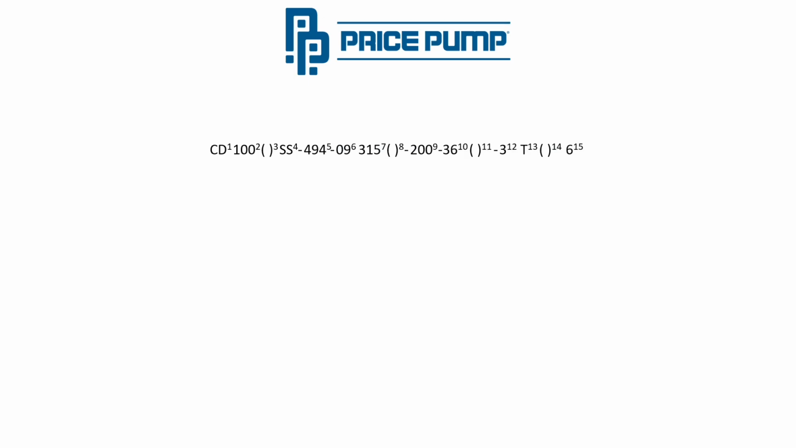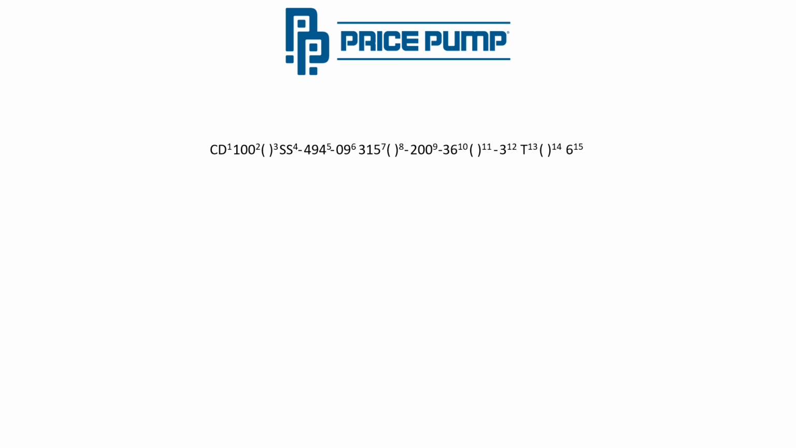On the screen now is a Price pump model number. You will notice that there are 15 individual identifiers that are now shown highlighted in red. Pay attention to those numbers as we go through this video. We're going to begin focusing on the pump description, which is identifier numbers 1 through 5.